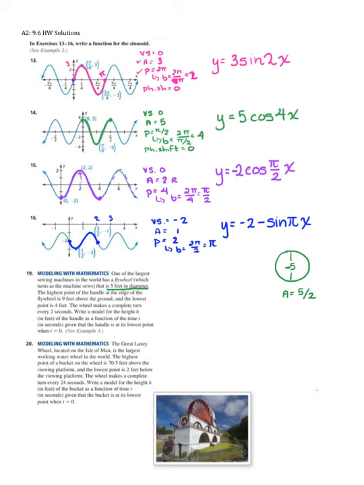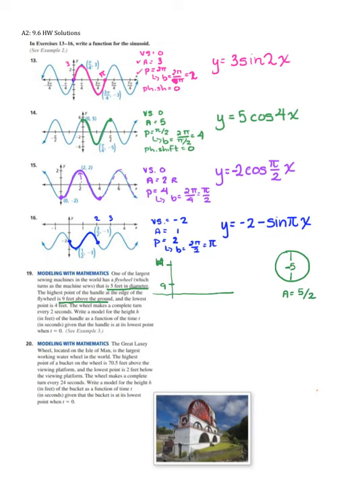The highest point of the handle at the edge of the flywheel is 9 feet above the ground. In the notes, I always like to do a graph first. It's just the way I work, sorry. So we're 9 feet off the ground, that's the low point. And then a distance of 5 feet would put me up here at 9 plus 5, which is 14.